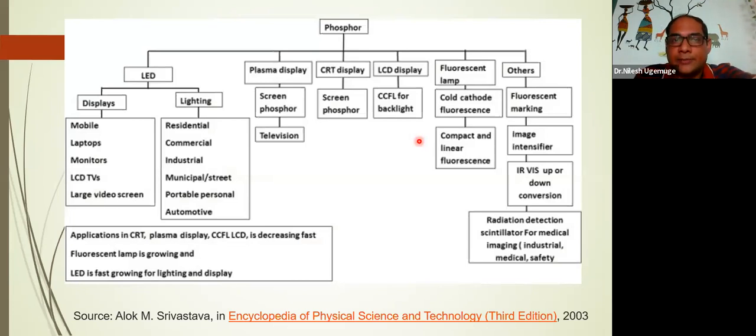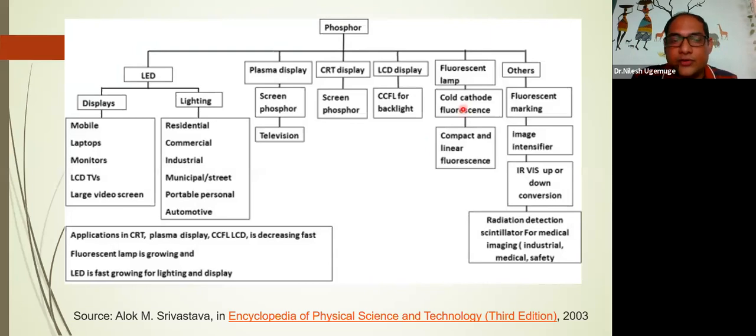The basic application, as we know, is the LED. LED can be used in display and lighting. Then the plasma display, like a screen phosphor or the television we are using. Then the CRT display, the LCD display, the fluorescent lamp, then fluorescent marking, image intensifier, and radiation detection scintillator for medical imaging, industrial safety, and medical safety. These are all prominent applications of this particular field.